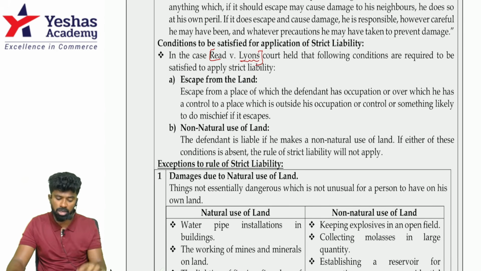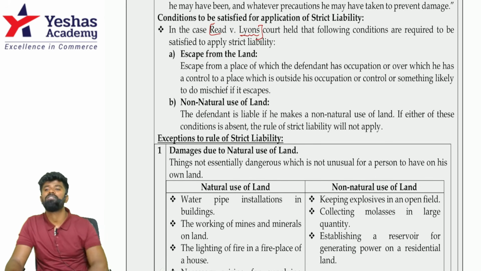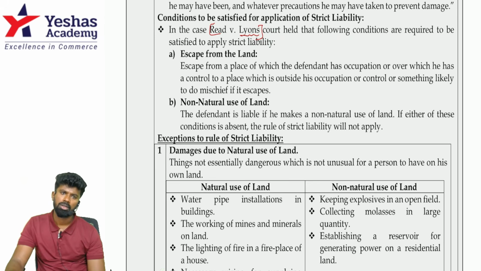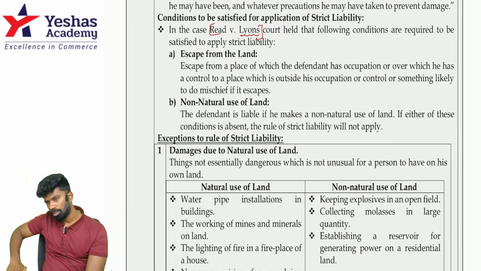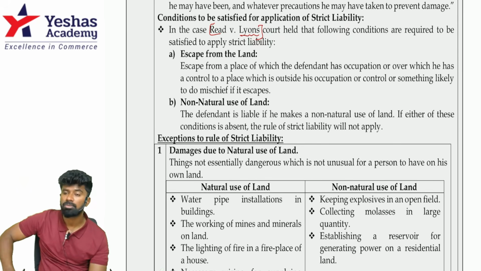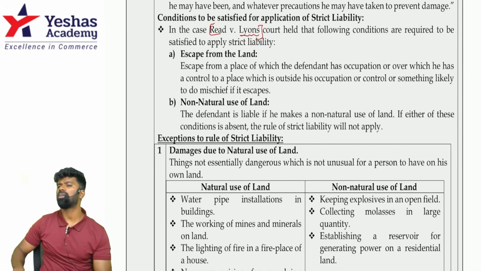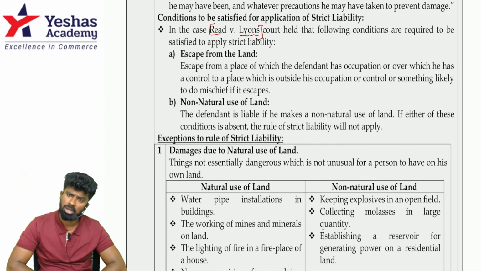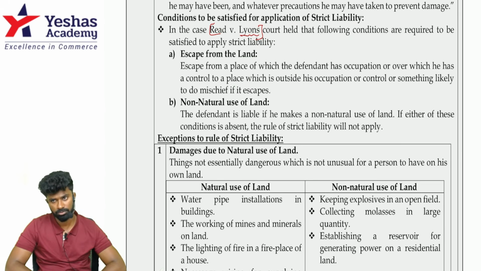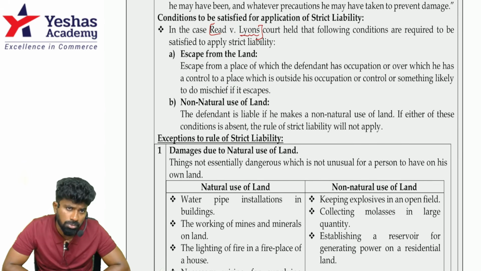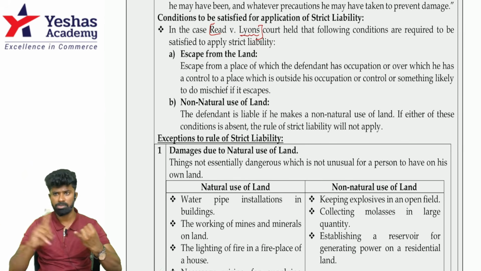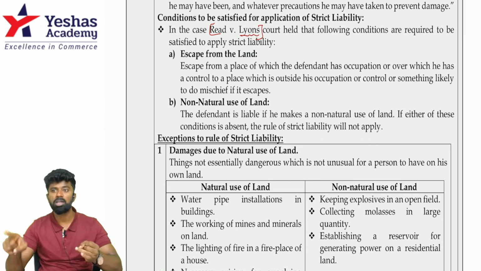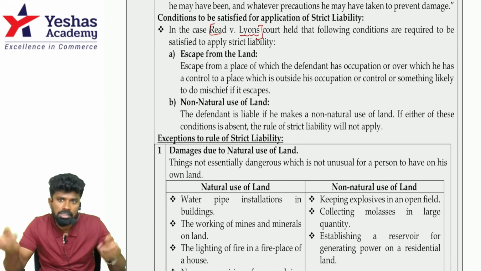What is the first exception? Damage due to the natural use of land. One more time, what use of land? Tell me, keeping one gas cylinder at house, is it natural use of land or non-natural? And if that gas cylinder bursts without your negligence and causes harm to the neighboring property, will that be called a tort? Are you responsible or not responsible? Natural use of land. No question of strict liability. And for normal liability, there should be mens rea. There is no mens rea. Is it a tort? No.